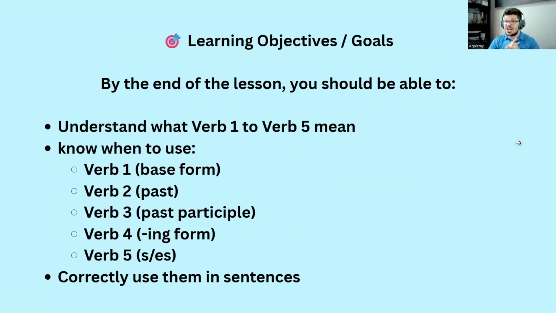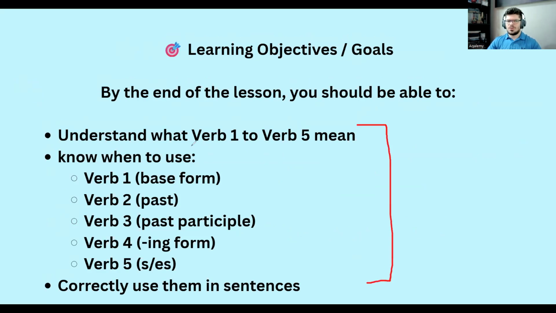Now, our objective and goals will be these ones over here. Okay. We will understand the difference between verb 1 to verb 5. And here are all the options, and we will know how to use them and when to use them. We will also use them to make correct sentences as well. Okay, those are our goals.